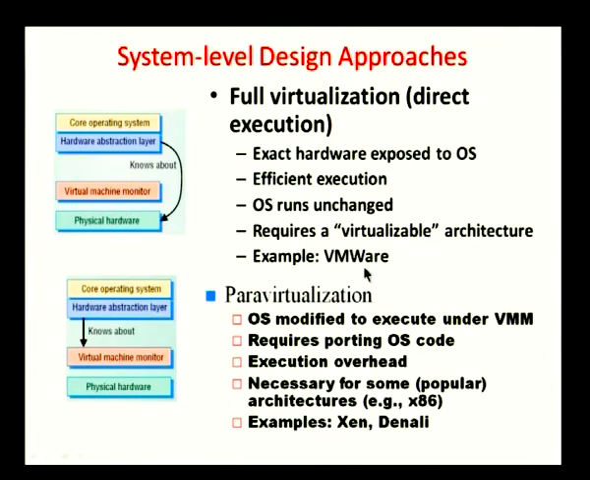The example is VMware. Then para virtualization. Whenever you consider para virtualization, the OS gets modified to execute the actual machine under the VMM. So, the virtual machine monitor is interpreting all the instructions. The hardware abstraction layer is simply contacting the VMM. So, the VMM has total control and there is no exact exposure of the OS to the hardware. That is the meaning of it. It is always depending on the VMM to do the interpretation. So, you have this as para virtualization.